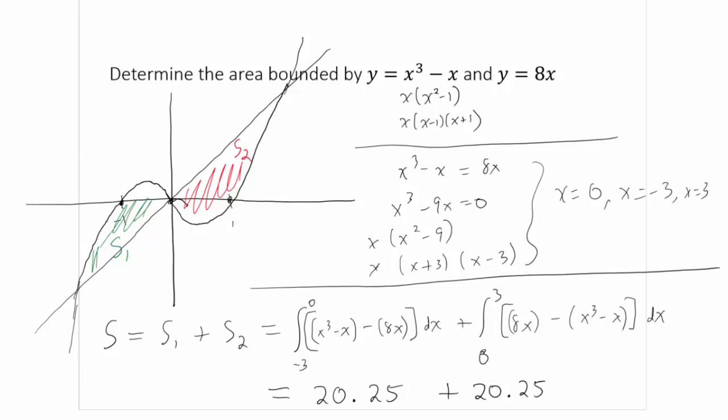And I guess that might surprise you, but if we look at this graph and we think, hey, both of those are odd functions, it seems reasonable that there's a bit of symmetry between the curves. And so then the total area is 40.5.